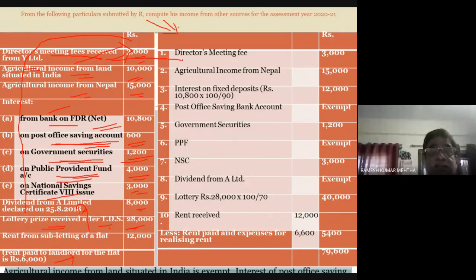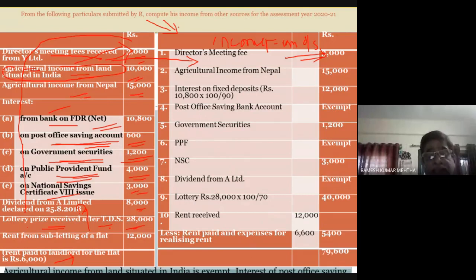Next, first one, director's fees and meeting fees, which is 3,000 rupees, is fully taxable under income from other sources. Agriculture income from a land situated in India: if any income is generated from agriculture land situated in India, it is fully exempted from tax. So this is the rule.